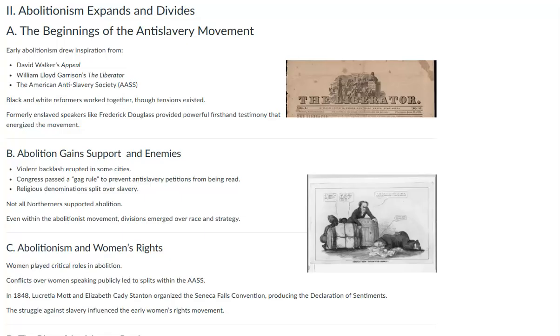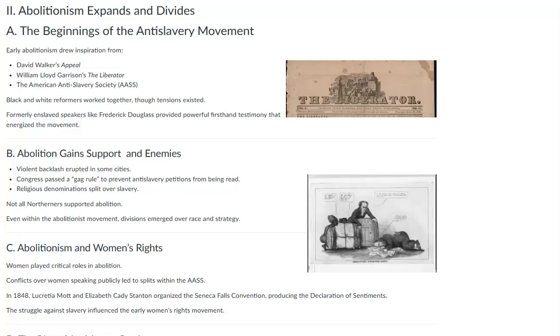So David Walker, he writes his appeal. You can look that up. It's a much longer title than that. But David Walker, he is a Black man. And that's important to note because the next guy, William Lloyd Garrison, is a white man. And he published The Liberator and called slavery a moral evil that must end immediately.